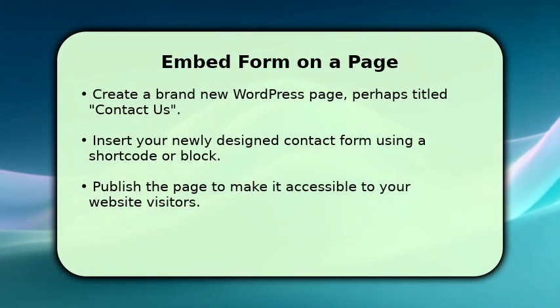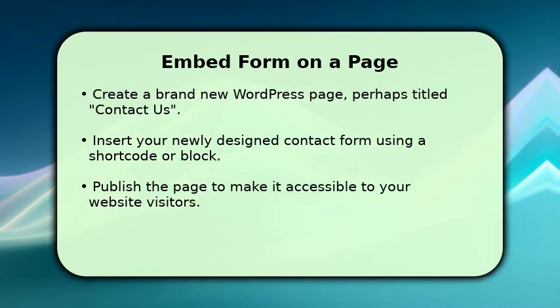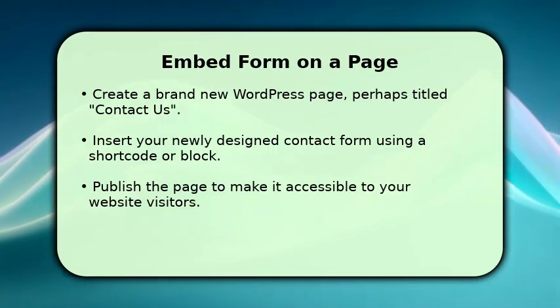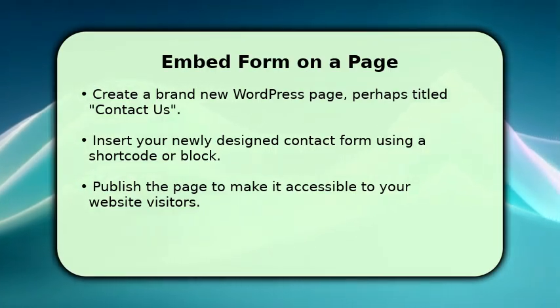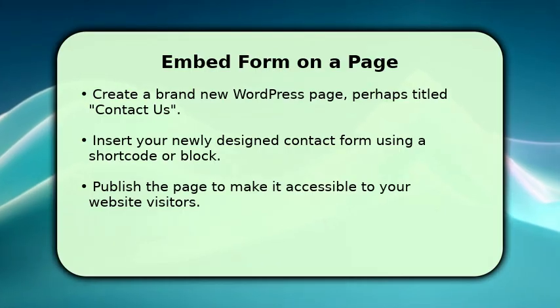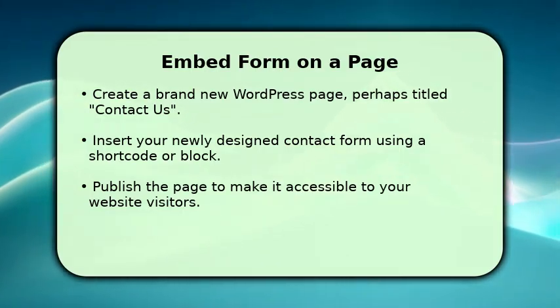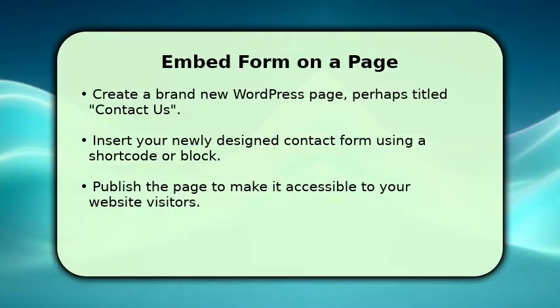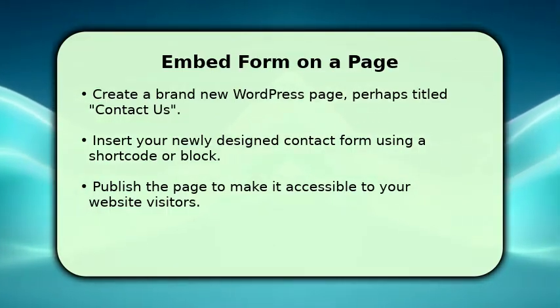With your contact form designed, the next step is to embed it onto a page. Create a new WordPress page, giving it a clear title like Contact Us. Then, you can easily insert your form using either a shortcode provided by the plugin or by adding a dedicated block in the block editor. Once inserted, publish the page to make it live and visible on your website.